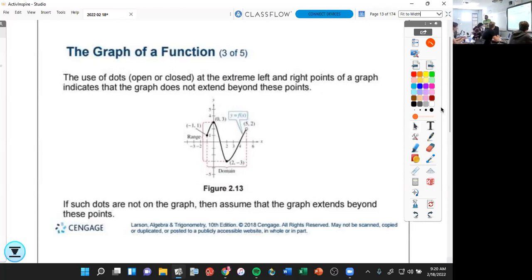The answer to that is you really can't tell me. You know, it ends before 5, 2. Okay, but exactly where? I don't know. Is it 4.999 or is it 4.99999, or is it, you see what I'm saying? So you can't tell me the exact location this graph ends on the right side.